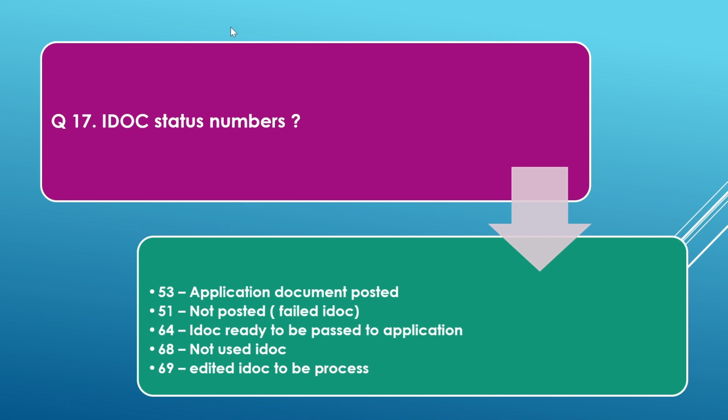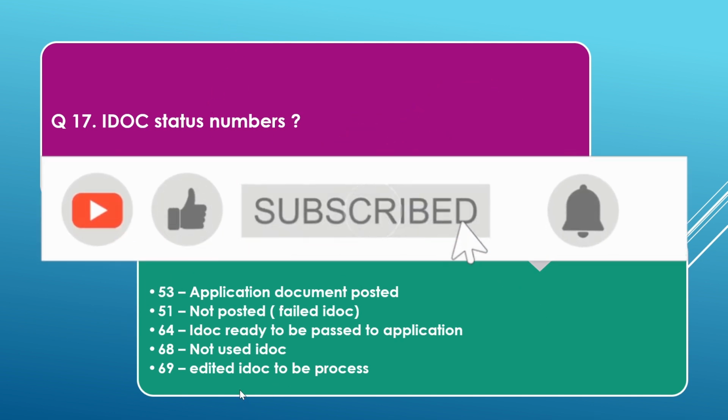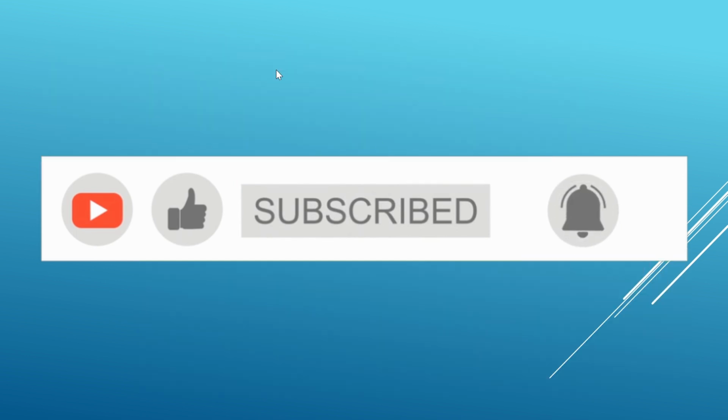68 is not used IDOC. It means if we generate the IDOC and we don't require that IDOC, so we can change the status of that IDOC to 68, which means not used IDOC. Status number 69 is edited IDOC to be processed. After generating IDOC, if we do any change to the IDOC, the status of IDOC will automatically change to 69, which says like IDOC was edited. So 69 is edited IDOC to be processed.